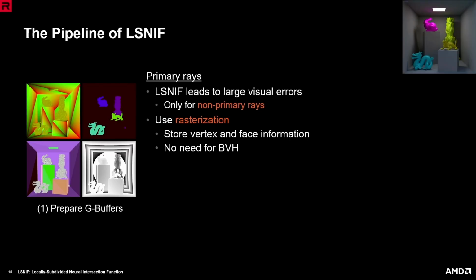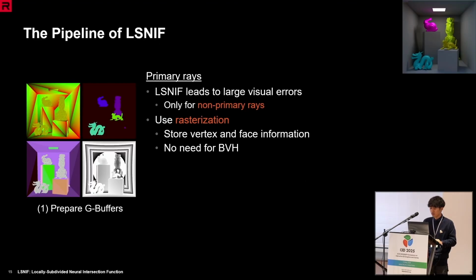So, until now, we've studied how LSNIF works for each object. Now let's consider how we integrate this LSNIF into the path tracing pipeline. LSNIF is designed to support all types of rays, but as I said, if using it for primary rays, the visual errors are too large to be practical. So in this work, we restrict its application to non-primary rays.